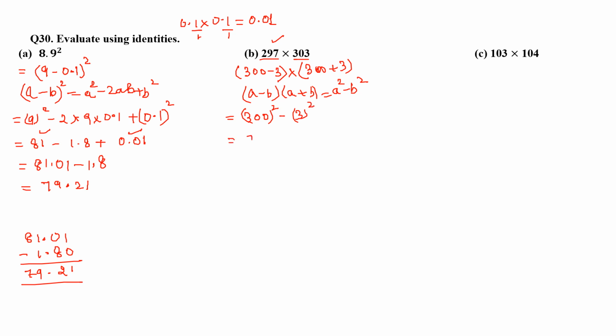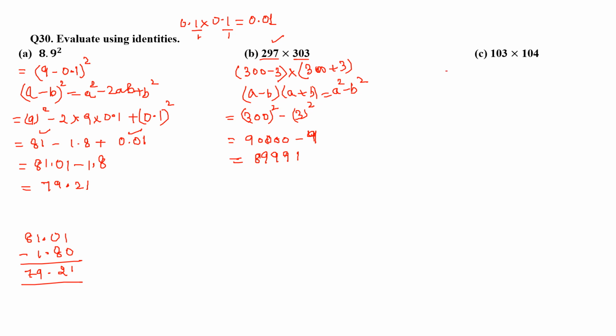So 3 3s are 9, and 0 square if you do, it will be 4 zeros. And you have to be very careful. Many times I have seen children just write 900. So it will become wrong. It is 9 with 4 zeros. And when you subtract it, you will get 89,991.